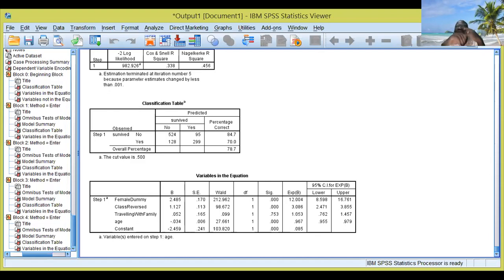So the issue is that logistic regression is sometimes tricky to understand, but once you finish with it, the interpretation is very simple. You can see now the females are 12 times more likely to survive. As the class increases, you are 3 times more likely to survive. Traveling with family is telling you that most of those people are female and of higher socioeconomic class.